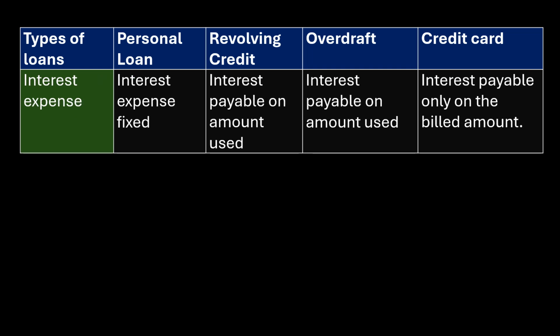Next, we look at interest expense. For the personal loan, like a housing loan, the interest expense is more or less fixed. For the revolving credit, the interest is payable upon how much you use. Same thing for overdraft and credit card. Basically it depends on how much you use, because revolving credit, overdraft, and credit card depend on the amount you owe. The more you owe, of course, you need to pay more.